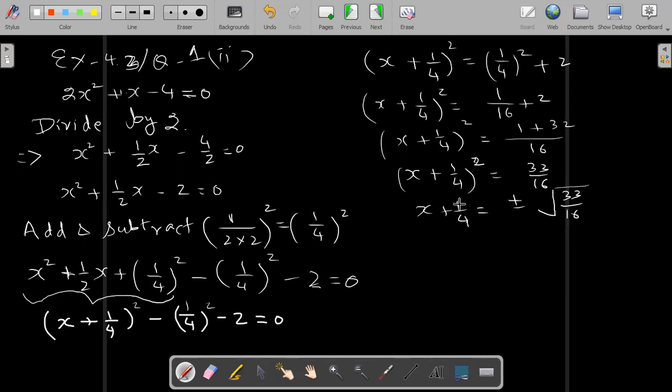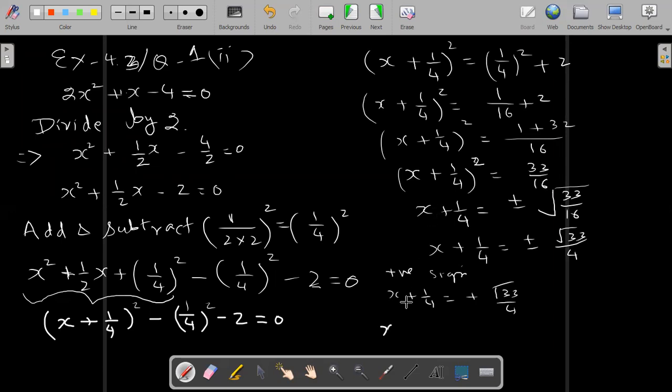But 33 is not a perfect square, so no problem. We will write the square root of 33 as it is. This will become plus minus square root of 33 by 4, since under root 16 is 4. Now taking positive sign and negative sign. When you take the positive sign, x plus 1 by 4 is equal to plus under root 33 upon 4, and you bring this 1 by 4 to the right hand side.